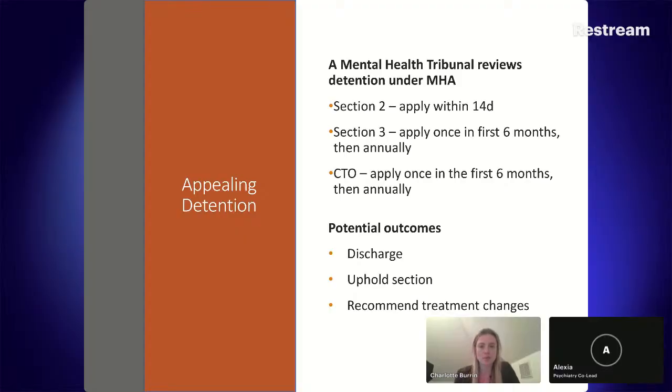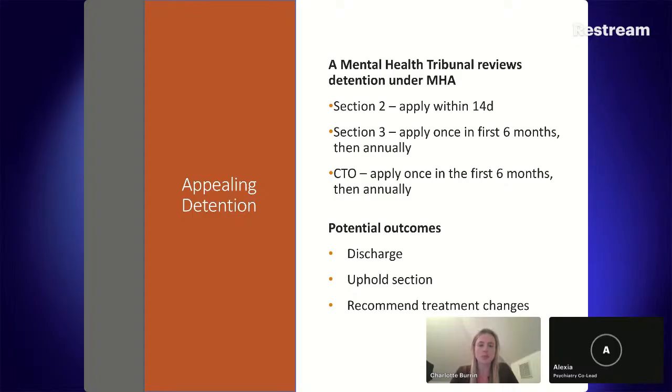So what is a tribunal? Patients have a right to appeal their detention, and this is part of, like I said, historically, when we would just lock people up for no real reason, they had no say in the matter. The appeals process allows us to have a much tighter scrutiny of when we are detaining patients.